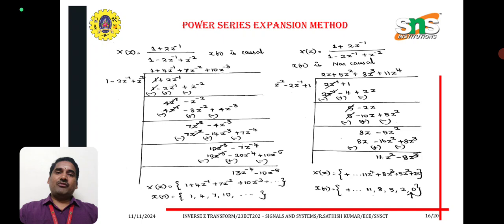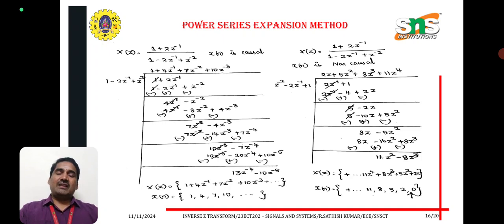Now we can apply 4 z inverse. Now 4 z inverse gets cancelled. Now multiplied with the other term, we can get 7 z power minus 2 minus 4 z power minus 3. Now we can apply 7 z power minus 2. 7 gets cancelled. We can get the value finally as x of z is equal to 1 plus 4 z inverse plus 7 into z power minus 2 plus 10 into z power minus 3 plus up to etc. X of n is equal to 1, 4, 7, 10.